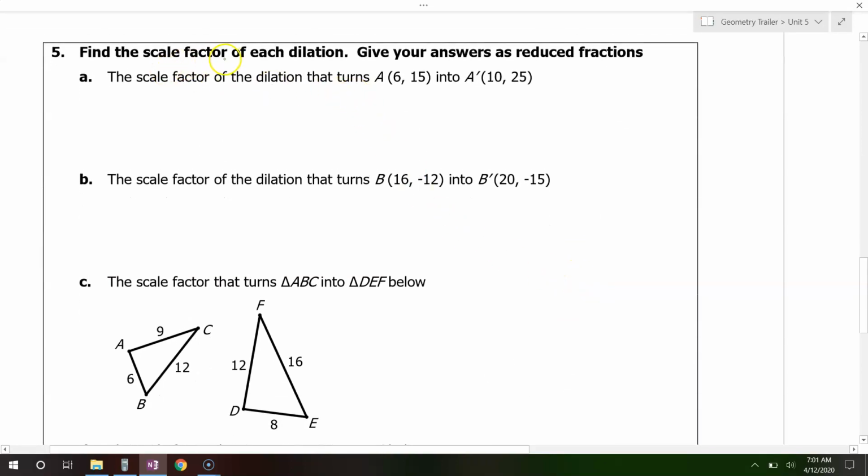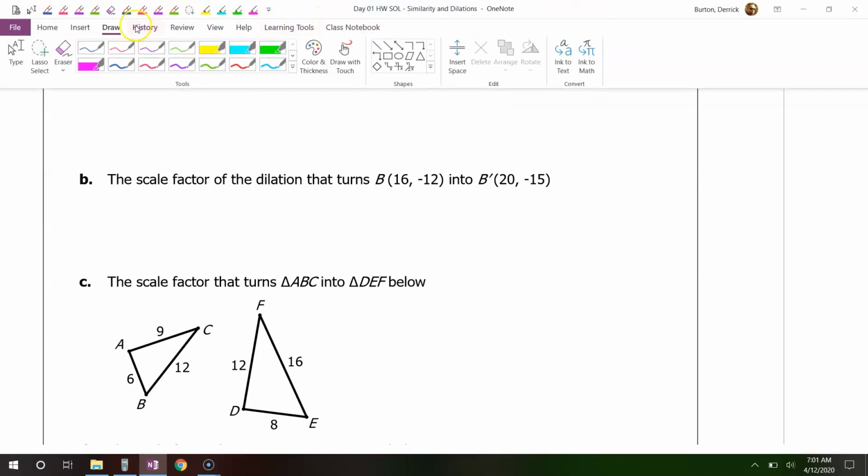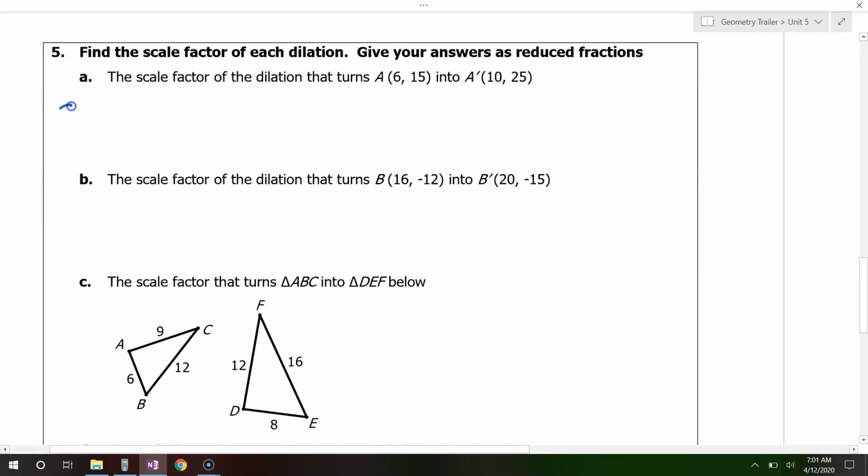Okay, find the scale factor for each dilation. So let's just keep it going. The scale factor, like we said before, is going to be new over old. So we can just pick either the x value or the y value. I'm going to use the numbers that seem smaller. It really doesn't matter, but I'm going to pick the 6 and the 10.